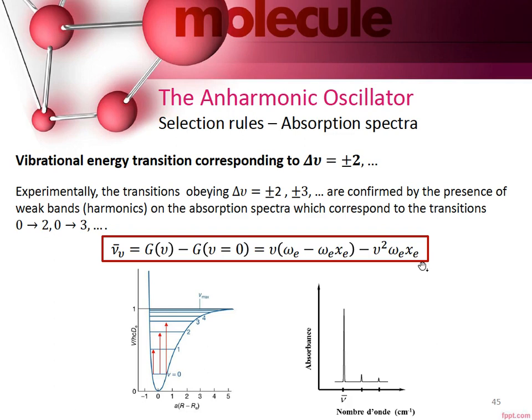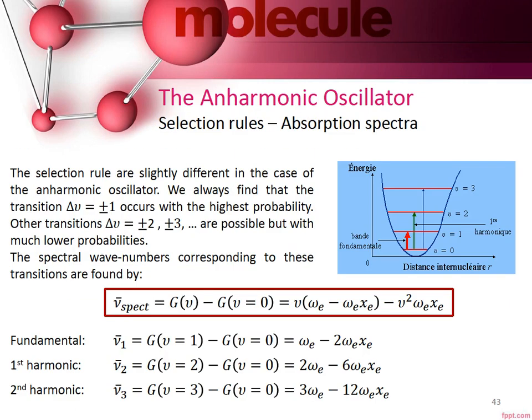So that's nu bar 1. If you put V equal 2, so it's going from 0 to 2, then you have 2 omega e minus 4 omega e x e minus 2 omega e, so it's 2 omega e minus 6 omega e x e, and this is exactly this set of things. It's just written again here.